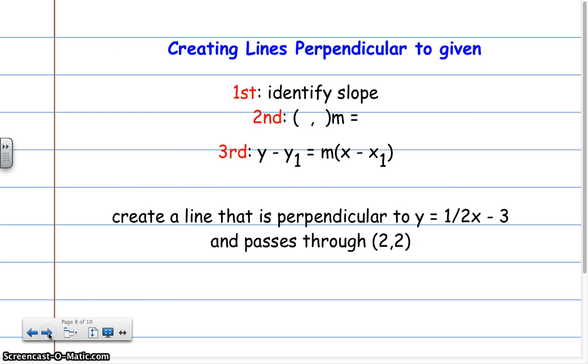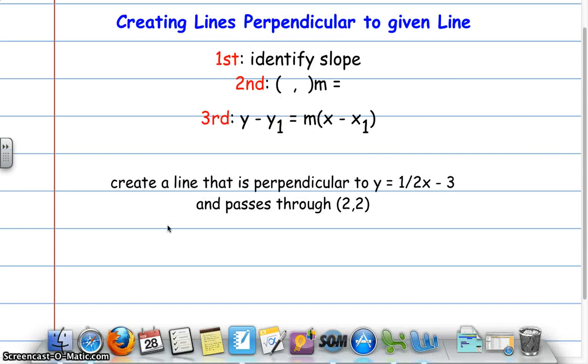All right, next example, creating lines that are perpendicular to a given line. If we start to create lines that are perpendicular to a given line, it's the same strategy that we've always done with parallel, or even if we're given a point and a slope. We use the same strategy. The only thing that's different is finding the slope is a little bit more tricky.